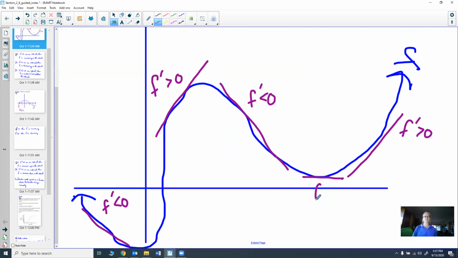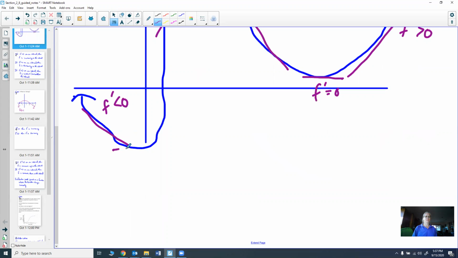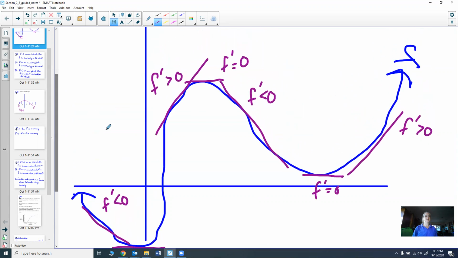At this point here, the derivative is 0. At this point here, the derivative is also 0. And down here, the derivative would also be 0. So that's what it tells us. The function is increasing on this interval here, and the derivative is positive. The function is decreasing here, and the derivative is negative. The function is increasing again, the derivative is positive. The function is constant here, and the derivative is 0.